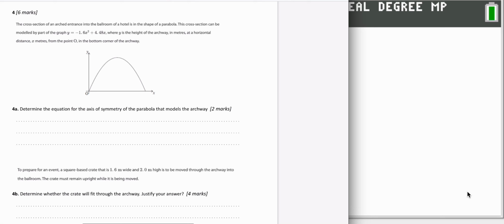Your live question, we have a quadratic. We're given the equation of it just here. And it's basically modeling a doorway of a room. So the y value is the height of the door, and the x value is the width of the door. So the first part asks us to find the equation.